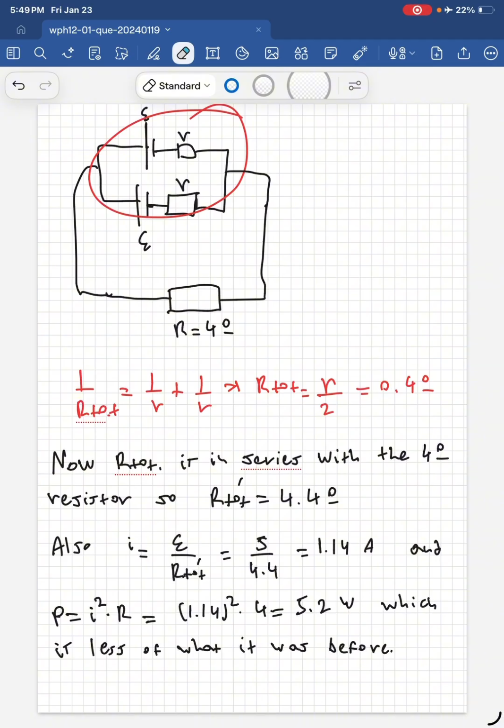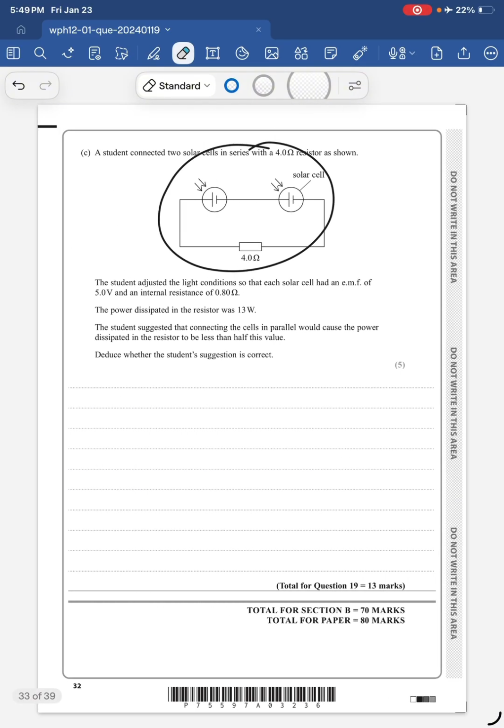And okay, I think this is it, right? Yes. Okay, this was Unit 2 from January 2024.